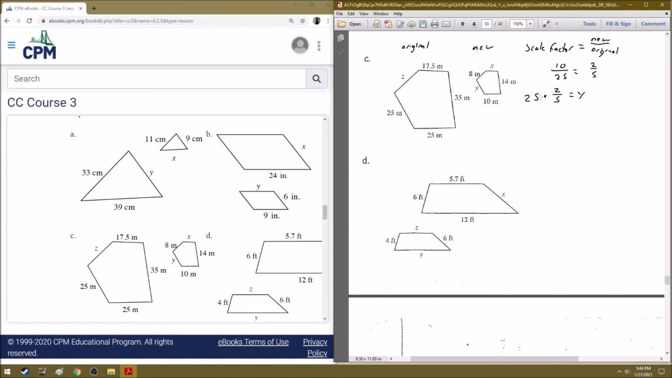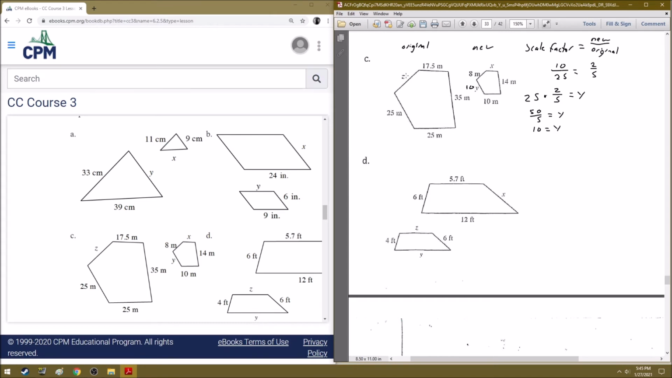So then you can just do this multiplication. So 25 times 2 over 5 is going to be 50 over 5. That'll equal y. And then 50 divided by 5 is going to be 10. So y should equal 10. And another way you could have checked that is if you notice that both this side and this side are length 25. So because they're the same length on the original, they should both have shrunk by the same amount, and they'll be the same length on the new shape. So they're both length 10 on this shape.